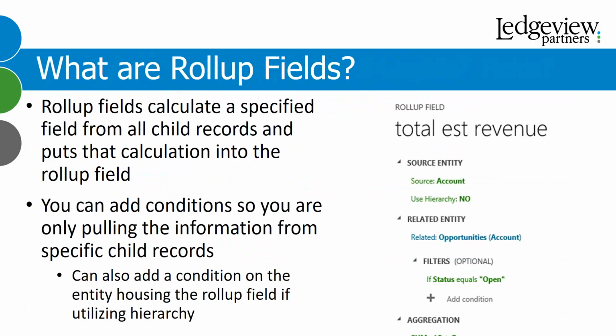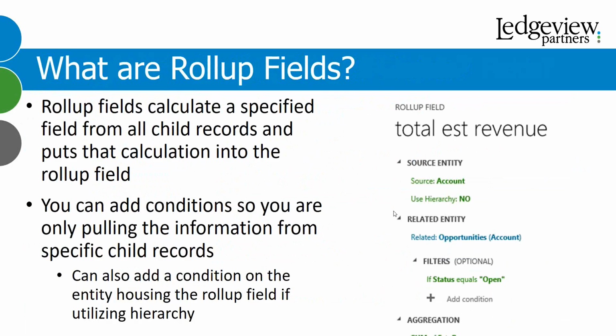Next, we're going to jump into rollup fields. Specifically, what's a rollup field? A rollup field calculates a specified field from all the child records, rolls them up in a calculation, and puts that calculation onto the parent entity. A really common one is what you see over here on the right-hand side. All of your open opportunities.